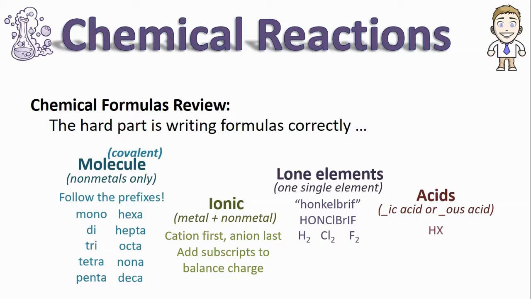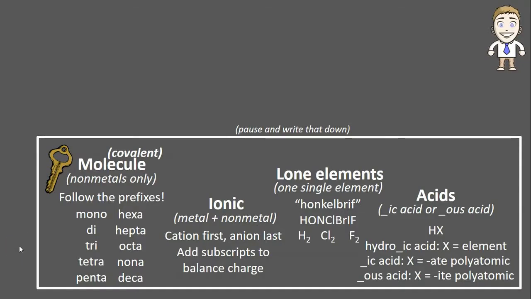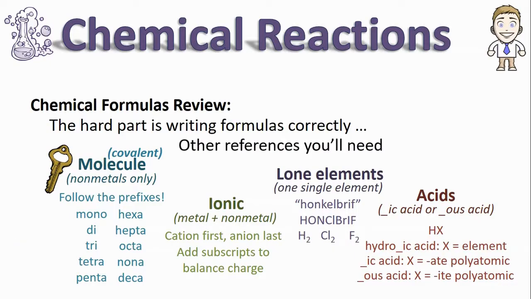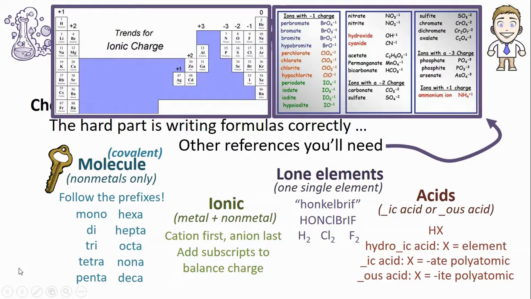Acids take the most work. They all follow the format HX, but you've got to plug in the X, and the X can be an element if the name of the acid starts with hydro. X is a polyatomic ion if it's named as ic acid, or it's a different polyatomic ion if it's named as us acid. Make sure you've taken a moment to write these down before we go any further. There's some other references that'll be helpful to have available from the beginning, such as a polyatomic ions chart and a chart that lists the charges that ions will have in an ionic substance.